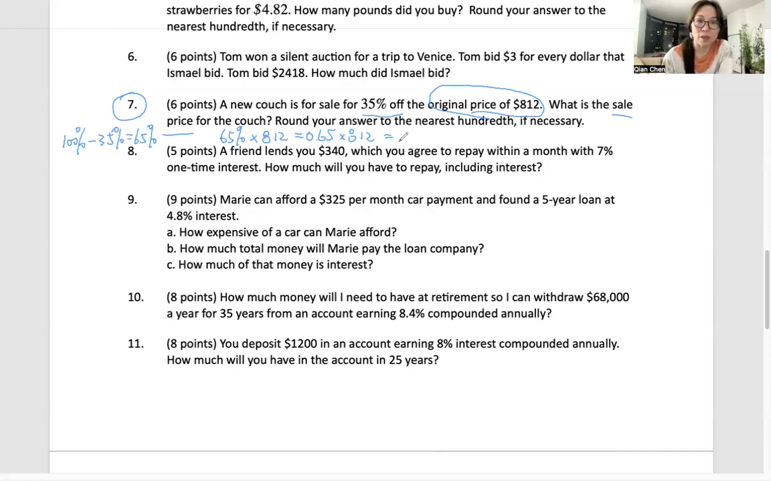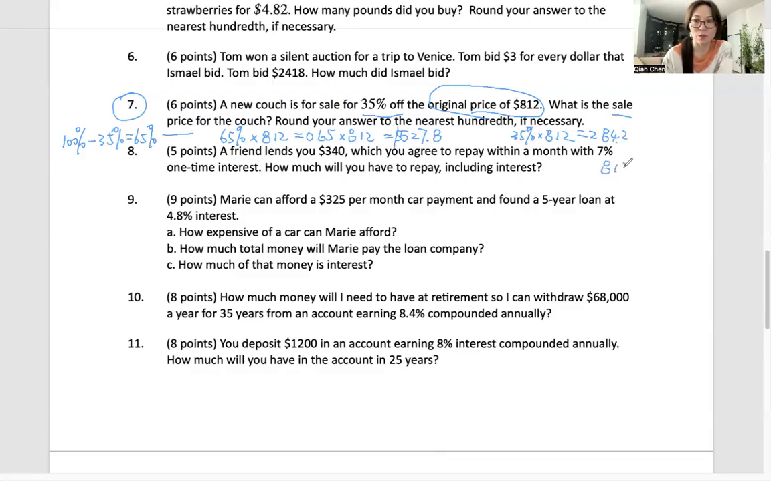Okay, so I get $527.80, right? Another way of doing this is you find out how much is off. Because of 35% off, you could do 35% multiplied by 812, like 0.35 times 812, you get $284.20.